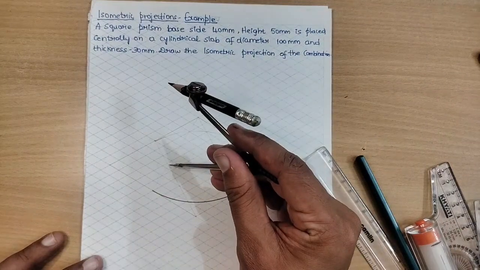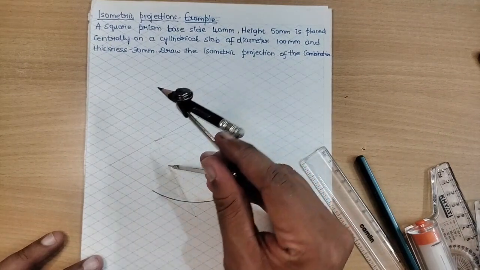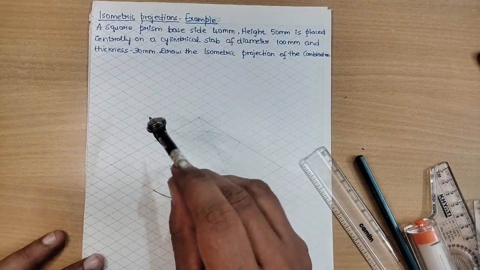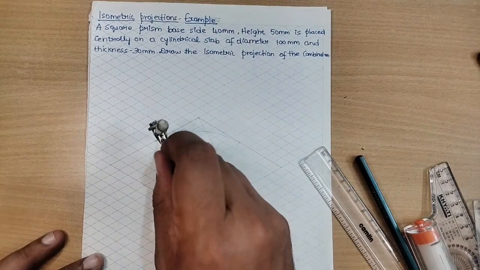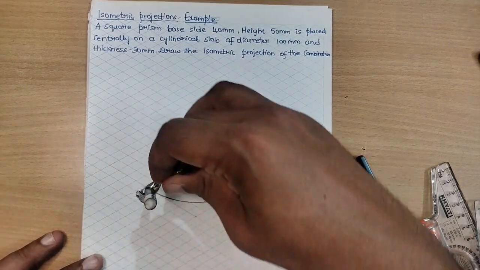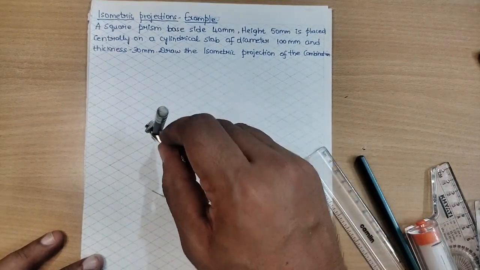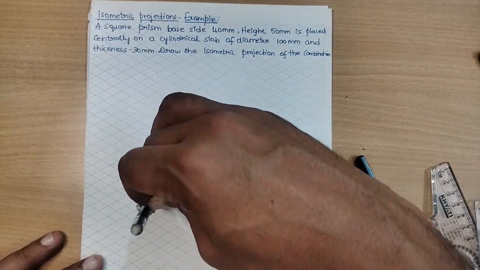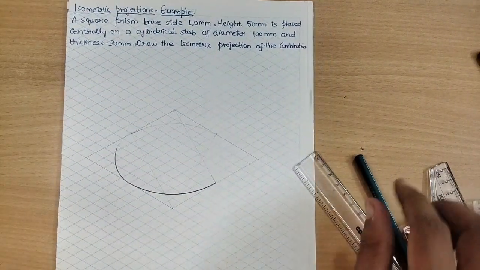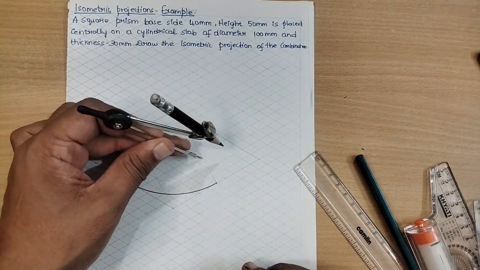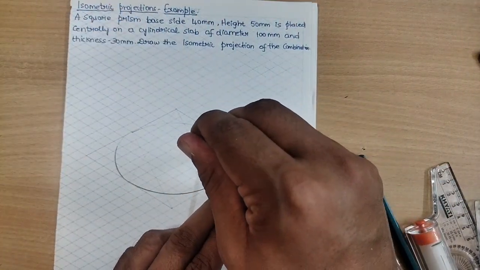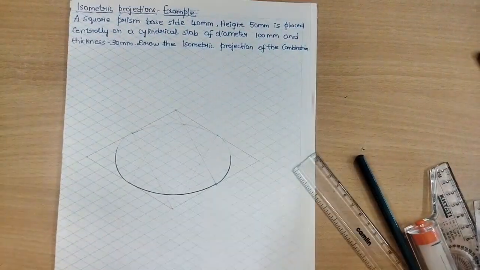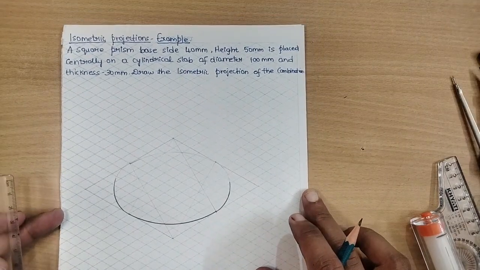Now, one can find the intersection point here. So this intersection point as the center, and the upper midpoint or the lower midpoint as the radius. So this is upper midpoint, this is the lower midpoint. Either one as the radius, construct an arc. Follow the same procedure at the other intersection point. Now we have obtained the base portion of the cylindrical slab.